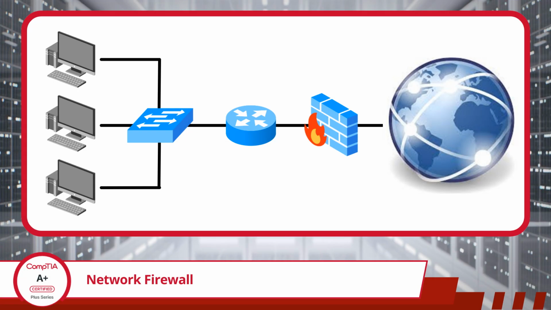So, how does a network firewall work? Well, it performs a data packet inspection for each packet that tries to pass through it, inspecting its source address, destination address, and content. It compares this information against a set of predefined security rules and policies.